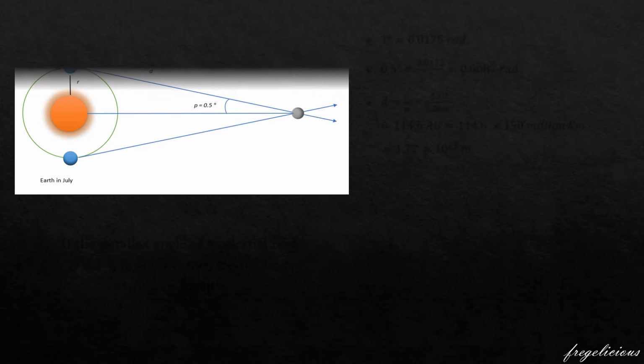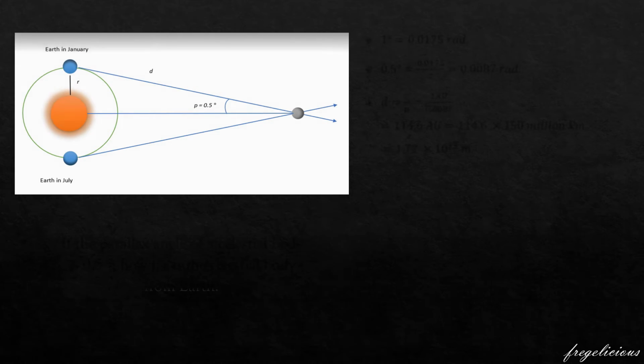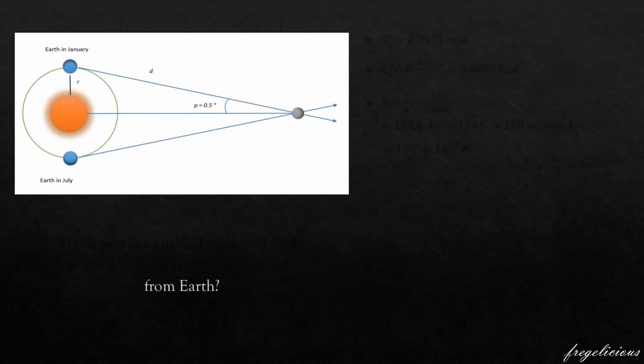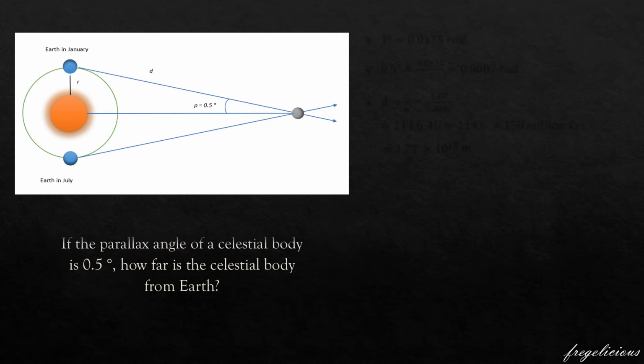Here's another example. If the parallax angle of a celestial body is 0.5 degrees, how far is the celestial body from the Earth? Since 1 degree equals 0.0175 radians, that makes 0.5 degree equal to 0.0087 radians.